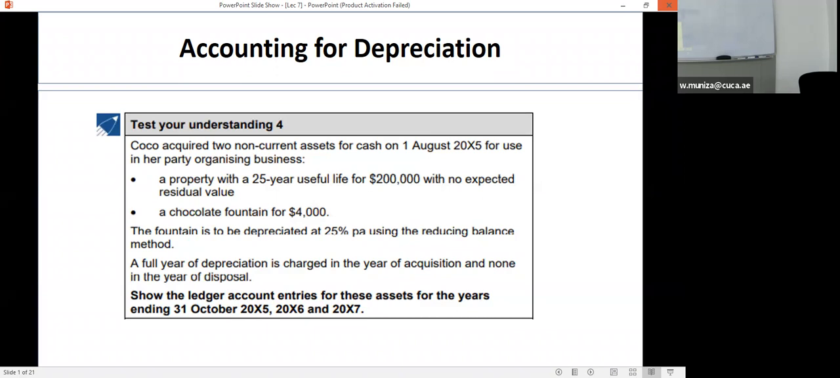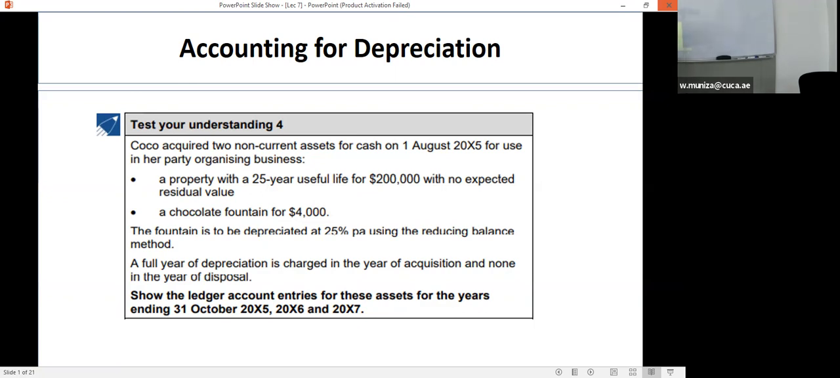Very good. Debit depreciation expense account, and credit accumulated depreciation account. Same for the second asset, we are going to pass this accounting entry: debit depreciation expense account, and credit accumulated depreciation account. What amounts do we have to write?